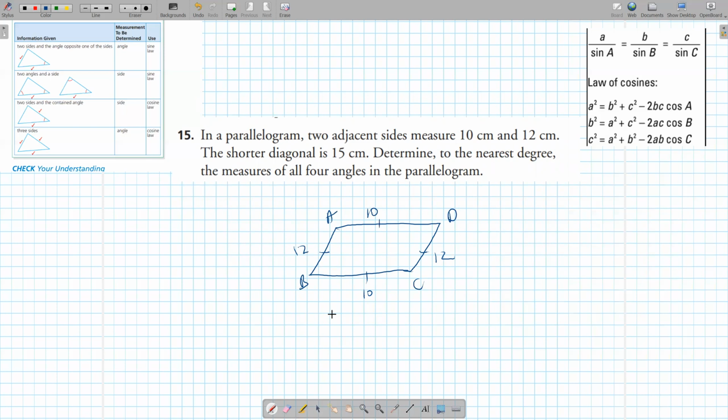BD would be longer, because if you look at where B starts here, and then D is all the way here. Whereas A starts here and C ends here. So AC is definitely shorter than BD. So this would be the shorter diagonal, and this is 15. Determine to the nearest degree the measure of all four angles.